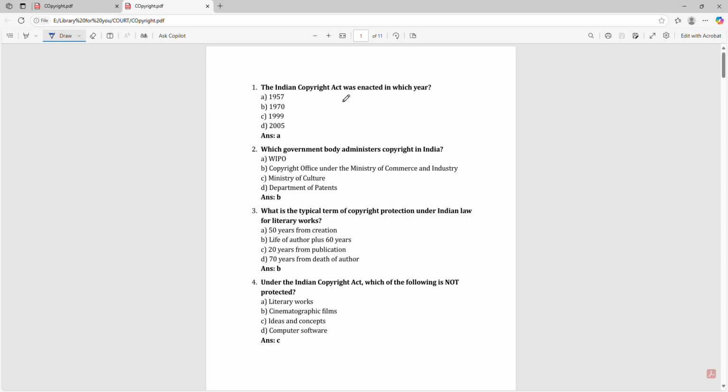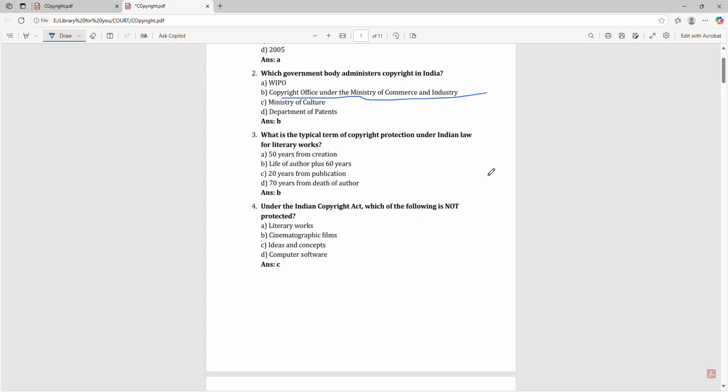The Indian Copyright Act was enacted in which year? 1957. Which government body administers copyright in India? That is Copyright Office under the Ministry of Commerce and Industry. What is the typical term of copyright protection under Indian law for literary work? The life of the author plus 60 years.